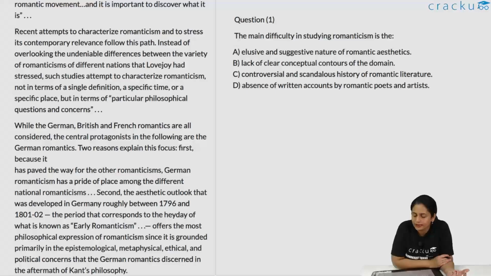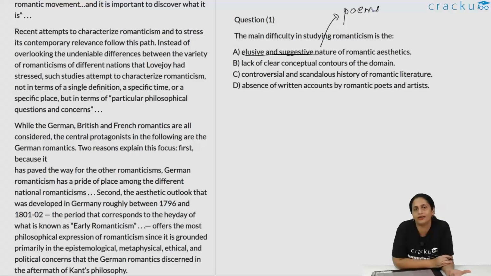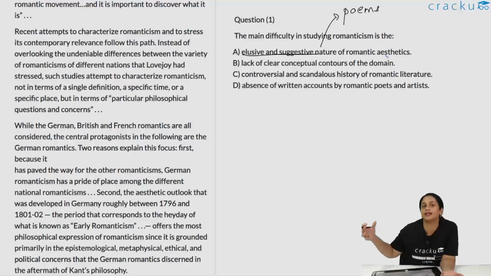The main difficulty in studying romanticism is the elusive and suggestive nature of romantic aesthetics. It is not the elusive and suggestive nature of romantic aesthetics. This elusive and suggestive nature is of poems. Because you have written all of your romantic aestheticism in poems, it is difficult to study. Poems are elusive and suggestive because poems are written in metaphors, in veiled language. Poems are not direct. So because poems are not direct, they are elusive and suggestive in nature, and because of that, you can't study romantic aestheticism properly.